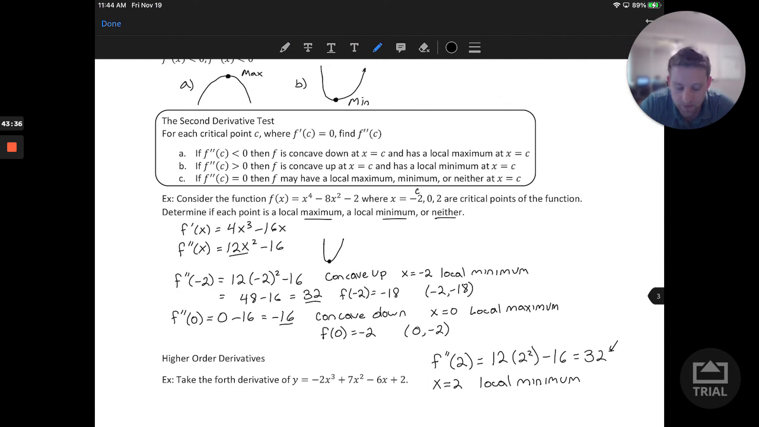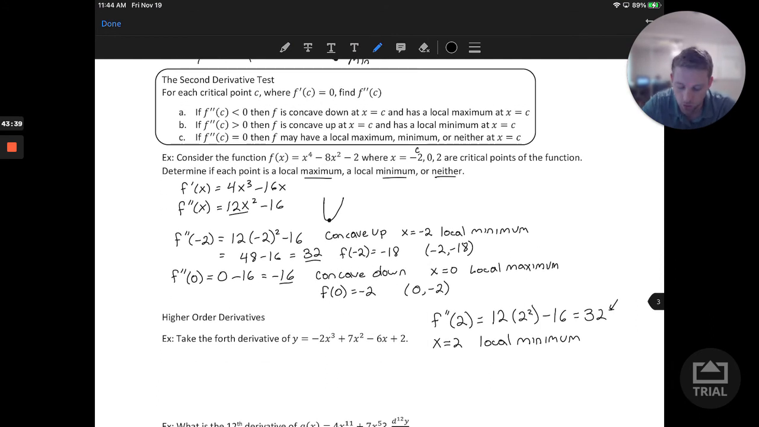And last but not least, we can go ahead and find that original functional value. At f of 2, we will get actually the same functional value as the original. So f of 2 is going to have that same functional value of -18. So we'll have another minimum value at 2, comma, -18. That'll be those 3 critical points. 2 will be minimums, and 1 will be a maximum.